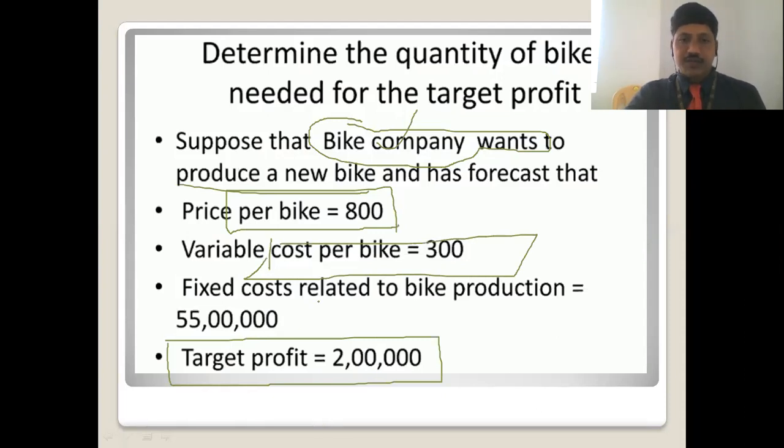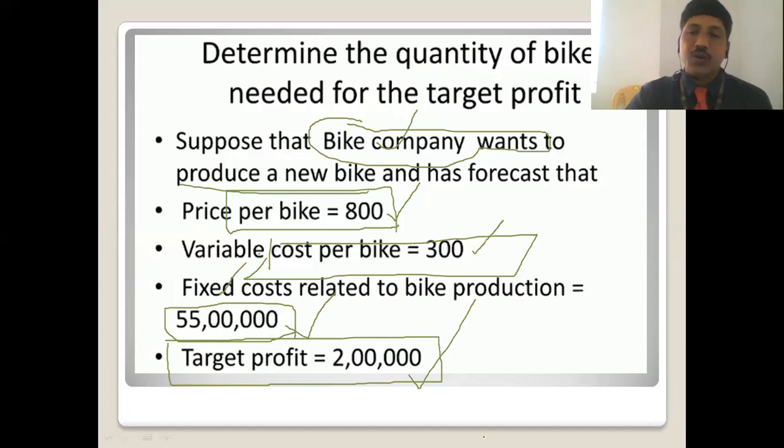And fixed cost is not per unit, it is the total fixed cost. Here we have three items given. One is related to the cost, one related to variable cost, another related to fixed cost. Fixed cost was given as 55 lakhs, variable cost per bike was given as 300, and price per bike was given as 800. Target profit was 2 lakh rupees.